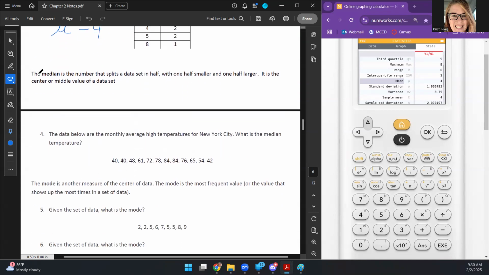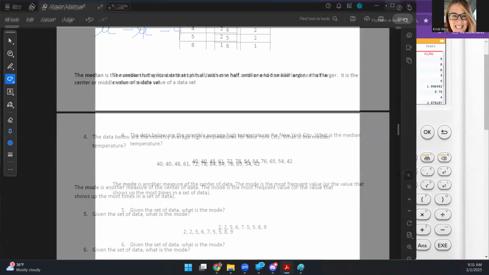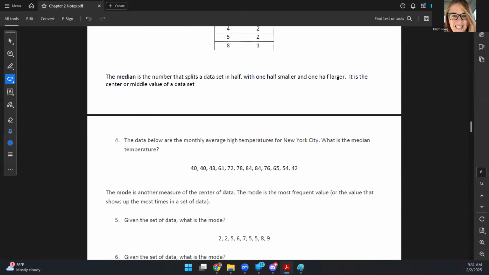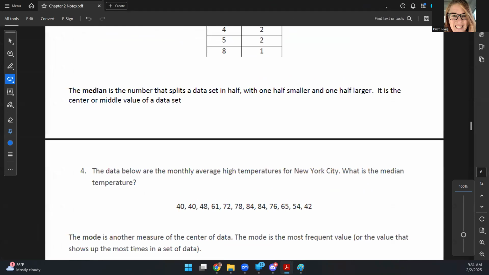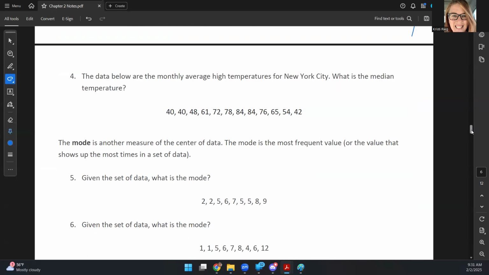The median is a number that splits the data set in half, with half smaller and half larger. And actually, I'm not going to use the calculator for the rest of this, so I'm just going to make this bigger so that we can see better. Okay, so we have the median, splits it in half. So the first thing we have to do for median is to write it in number order. I forgot I could use my mouse on this. Okay, here we go.